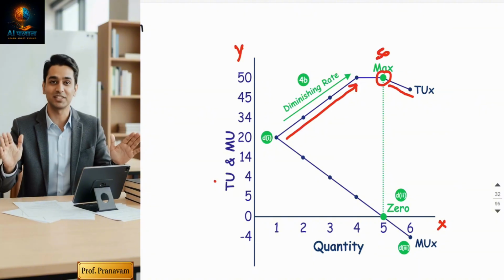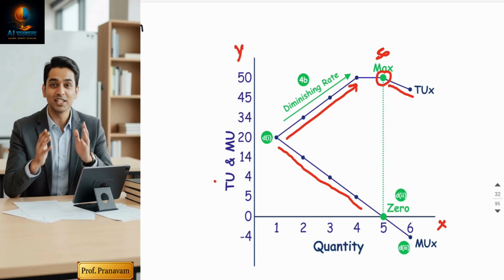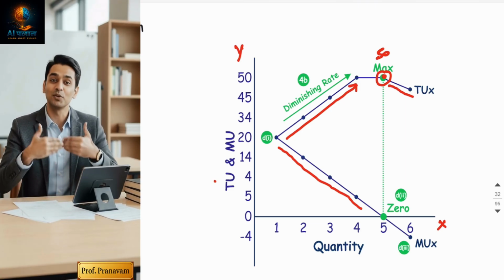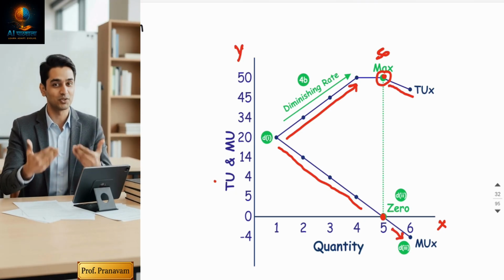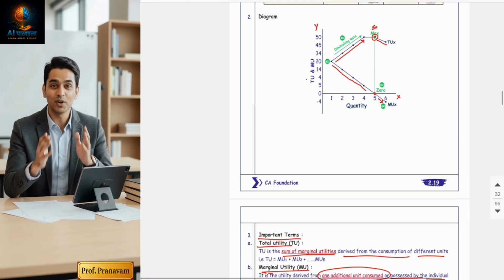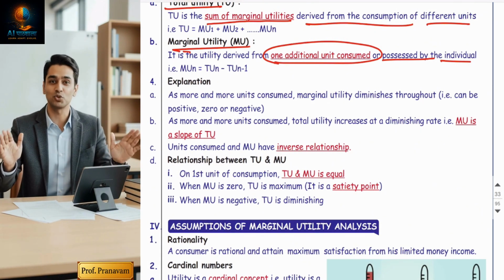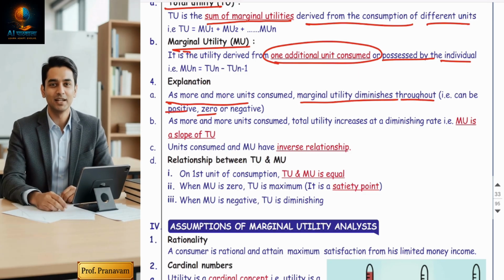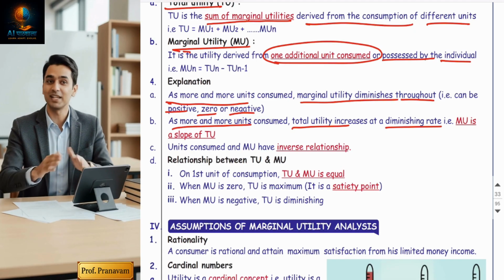As more and more units you're consuming, MU continuously decreases because units consumed and MU have an inverse relationship. And see, when TU becomes maximum, MU becomes 0, it touches the x-axis. And then beyond that, it becomes negative. Okay, so this is the explanation which I have given. As more and more units are consumed, marginal utility diminishes throughout, and can be positive, 0 and negative, obviously. As more and more units are consumed, total utility increases at a diminishing rate.